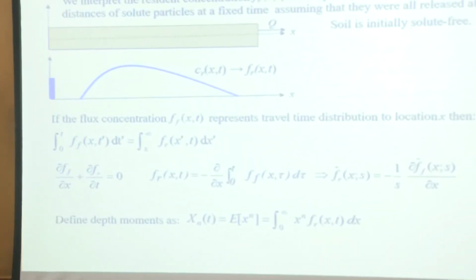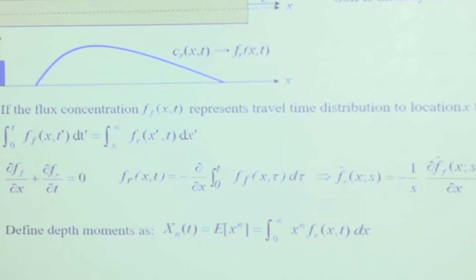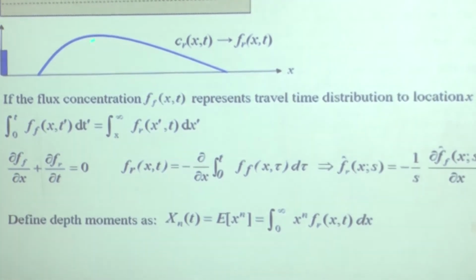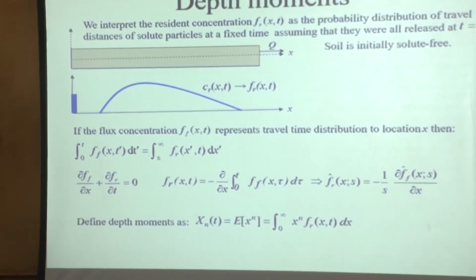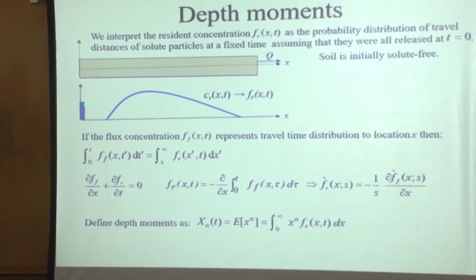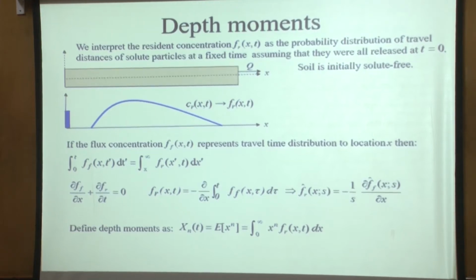Okay. What I want to do now is interpret that in a different way. Whatever bulk concentration or residence concentration, I want to think of that as another probability density function. So the way I choose to interpret it is, all these particles were released here at time t equals 0. At some time, when I look at where the concentration is, this gives me an idea of how far the solute particles have traveled at that time. So now my random variable is travel distance. At a given time, how far my particles have traveled.